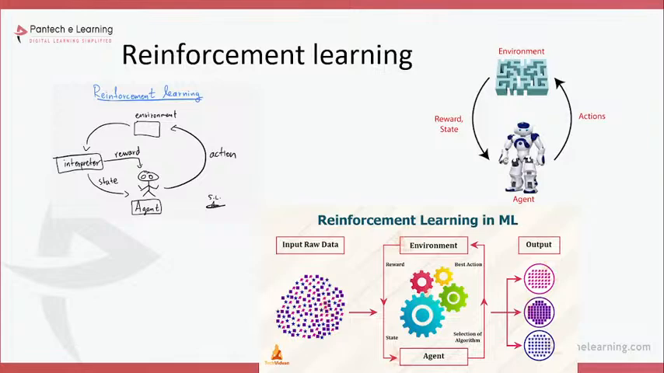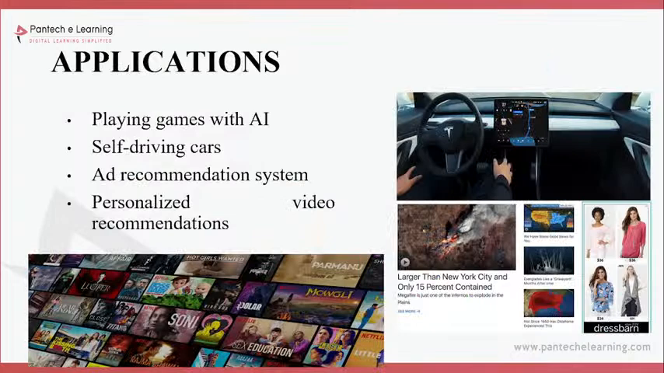Depending upon the problem that you are facing, we select a different type of algorithm, and after that we give it to the environment. After the process, it will find the problem first, and it will correct the problem, and it will work smoothly. This is how reinforcement learning works. The main applications are playing games with AI, self-driving cars, ad recommendation, and personalized video recommendation. These are all the applications.